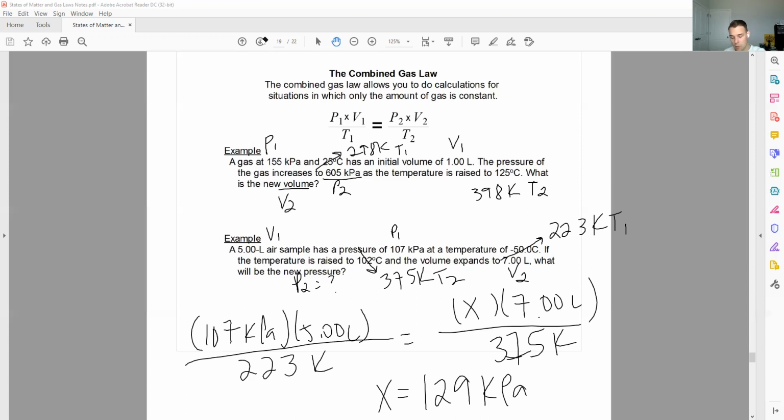Pretty simple. Again, we shouldn't be stressing on these gas laws. They're pretty straightforward. What's the equation? Plug in the information, and you're good to go.